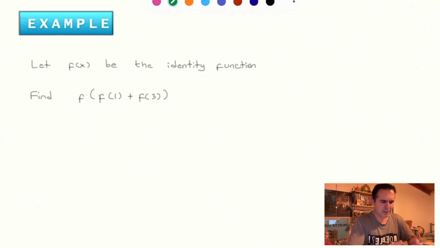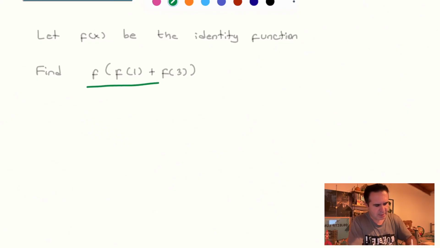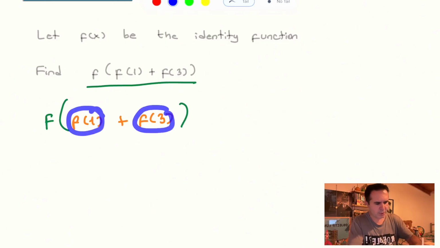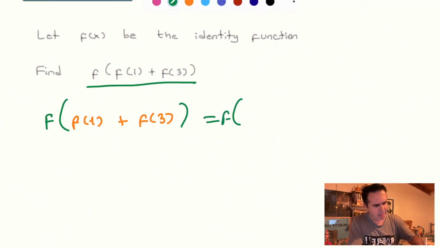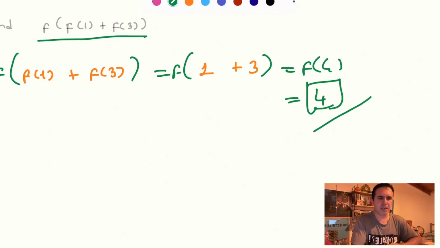And the last example for identity function, let f of x be the identity function, and find f of 1 plus f of 3. Now we need to find f of 1 and f of 3 firstly, and then f of 1 is equal to 1, f of 3 is 3, then this is equal to f of 4. Since f is the identity function, f of 4 will be equal to 4. And this was our last example.